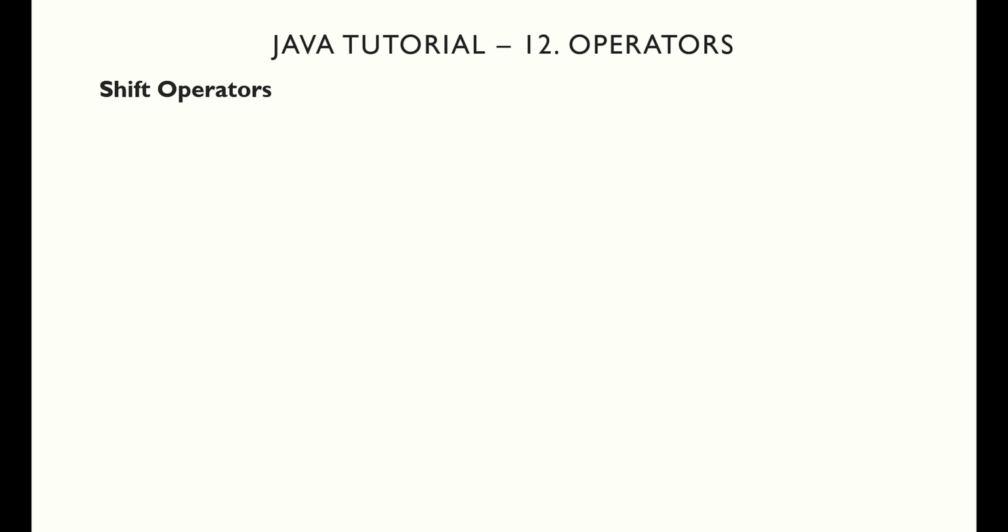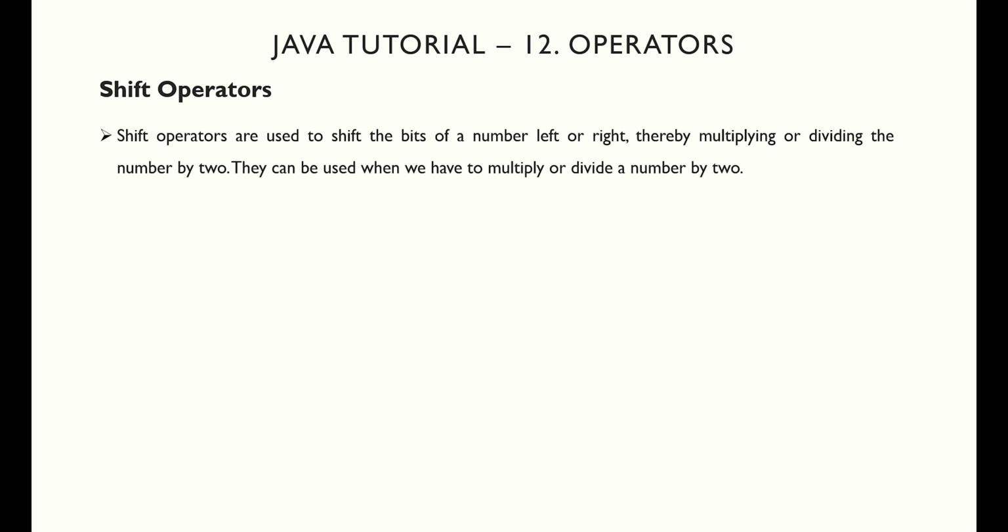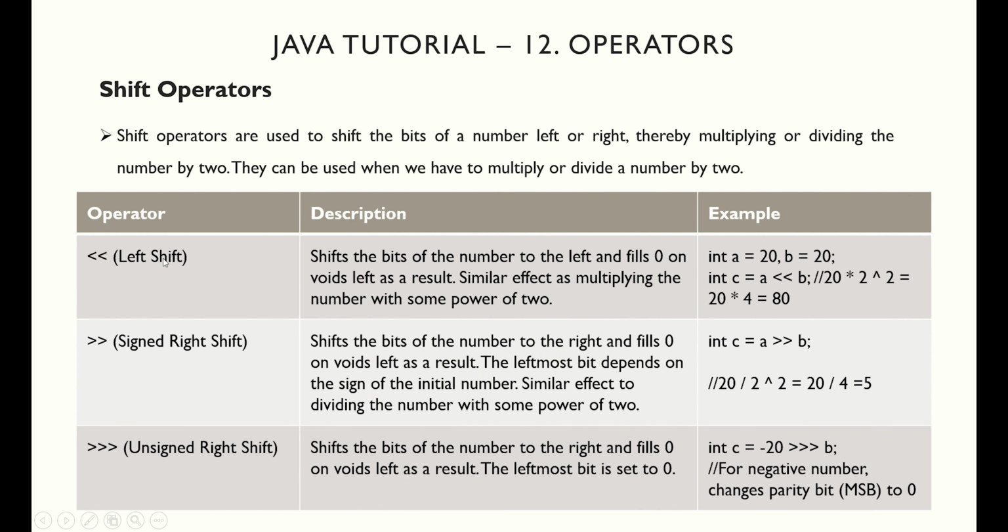Shift operators. Shift operators are used to shift the bits of a number left or right, thereby multiplying or dividing the number by 2. They can be used when we have to multiply or divide a number by 2. Left shift operator shifts the bits of the number to the left and fills 0 on voids left as a result. Similar effect as multiplying the number with some power of 2.